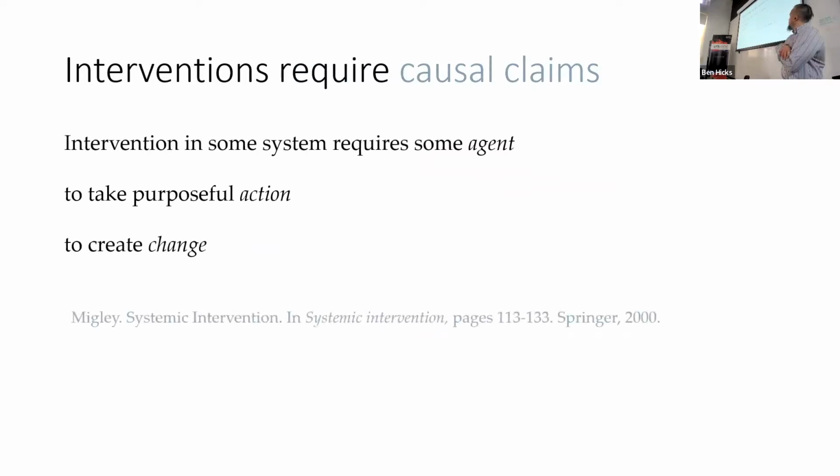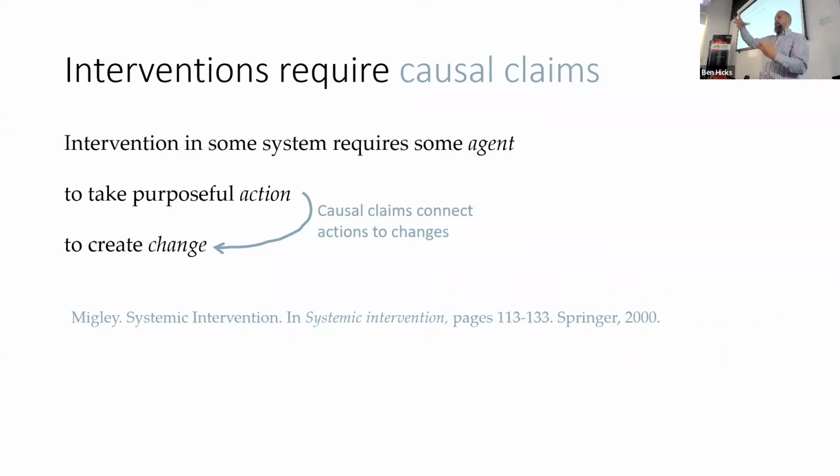So to make an intervention, we need someone to do it, an agent. We also need them to do something, so take an action, and we would expect then that the action has some kind of change in our system. Now, that little connection there between the action and the change is a causal claim, which is saying that if we do X, then we expect a change in Y.